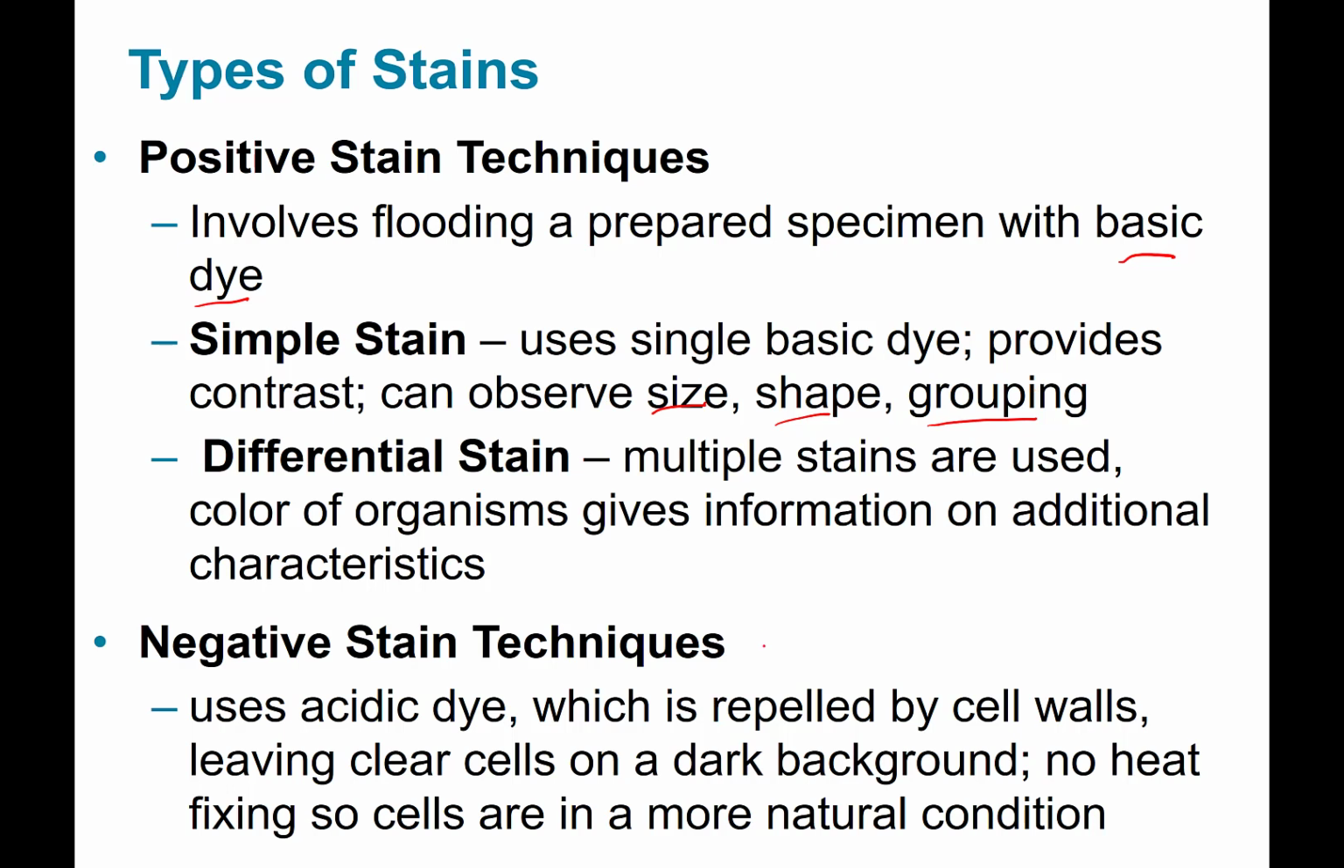With the negative staining technique, you're going to use an acidic dye, and that acidic dye is repelled by the bacterial cell wall, repelled by the cytoplasm, and you end up with clear cells or opaque cells that are going to be visible against a dark background. There's no heat fixing that is required, and so you can observe cells in a more natural condition. Now, with the positive staining techniques, you are going to have to heat fix those organisms to the microscope slide.